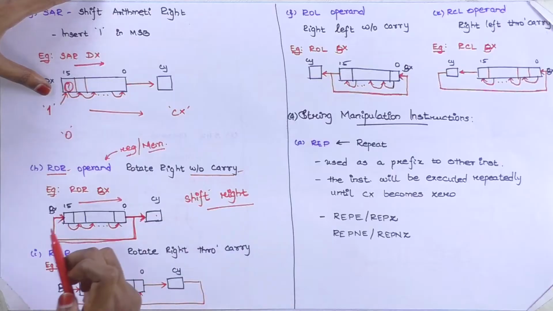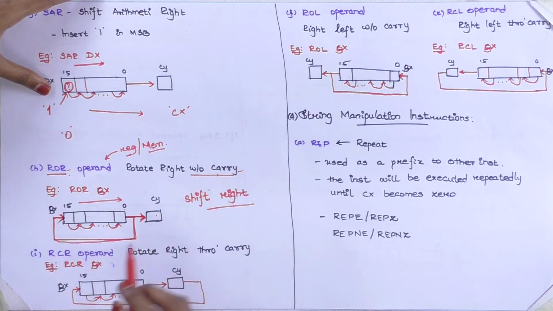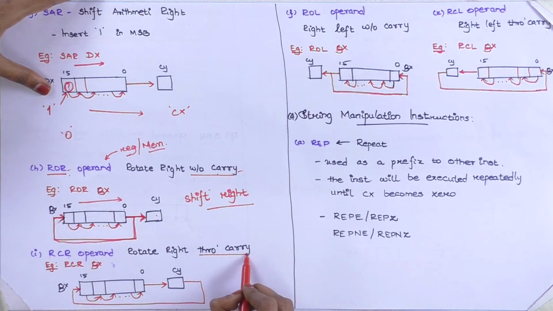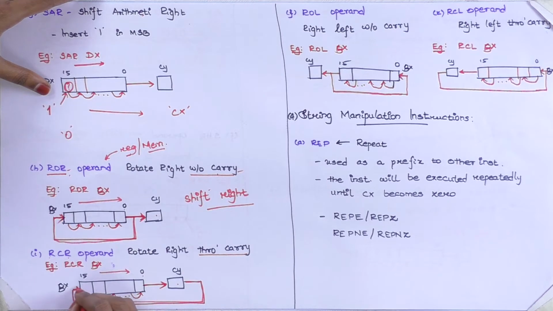Fine. So this is rotate right without carry. Next we will see rotate right through carry. What will happen here is the rotation will happen from most significant to least significant. So the 0th bit value is given to carry, and the carry value is given to the 15th, most significant bit. So that's the difference between without carry and with carry.